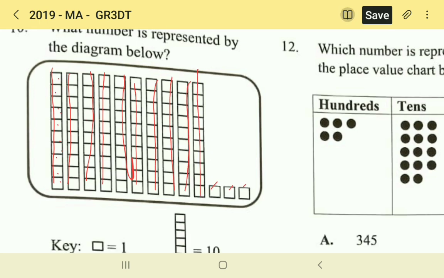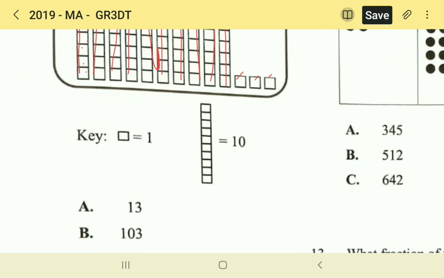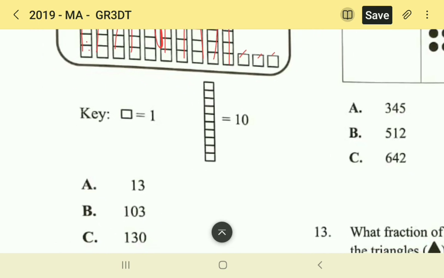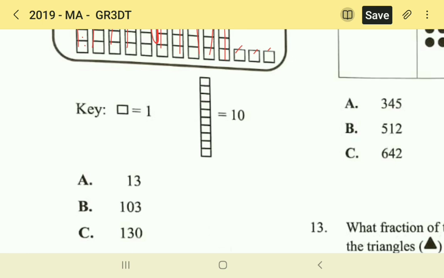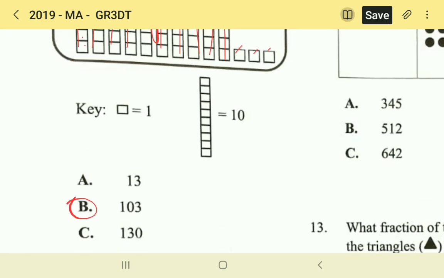So it's 103. Other than if there's a key telling you what each is. So one small one is 1 as we've taken it to be, and one of the tall blocks would be 10. So 103 is written at B. Now remember, if you don't know how to write your thing, you put up your table.